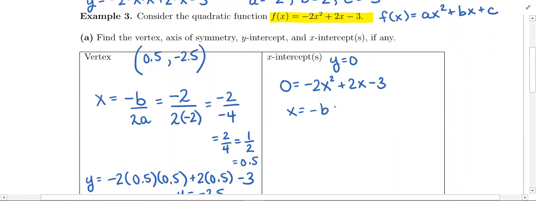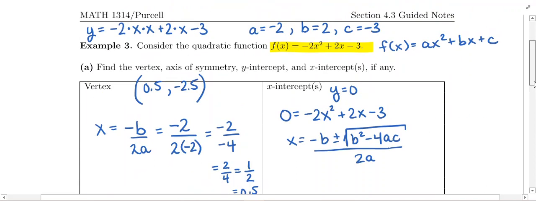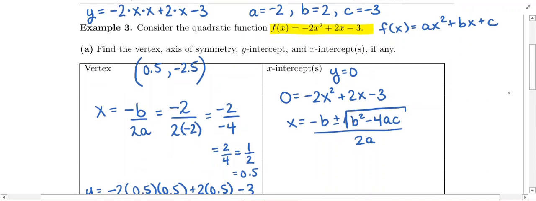The quadratic formula, we just saw it. It is negative b plus or minus the square root of b squared minus 4ac all over 2a. The a, b, and c are exactly what we identified above. A is negative 2. It is always the number in front of x squared. B is always the number in front of x, so it's 2 here. C is always the constant. It's negative 3 in this situation. So if we just plug in here, this is going to give us the solutions for x, the values of x that make this a true statement.